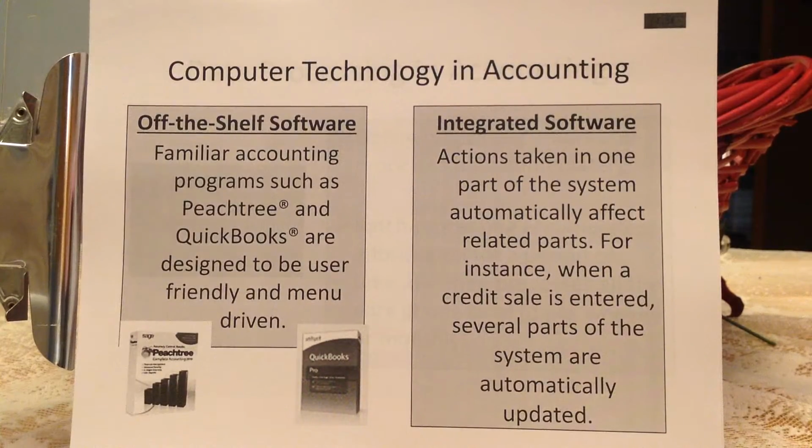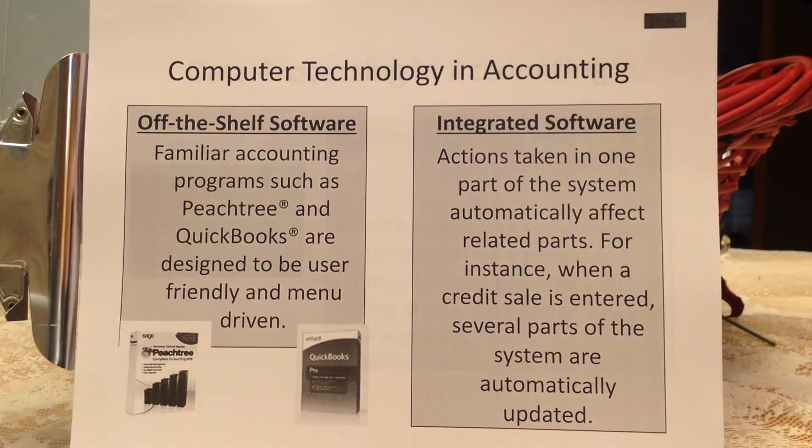Computer technology and accounting. Off-the-shelf software. Familiar accounting systems such as Peachtree and QuickBooks are designed to be user-friendly and menu-driven. Both are very easy to use and usually used for smaller businesses.